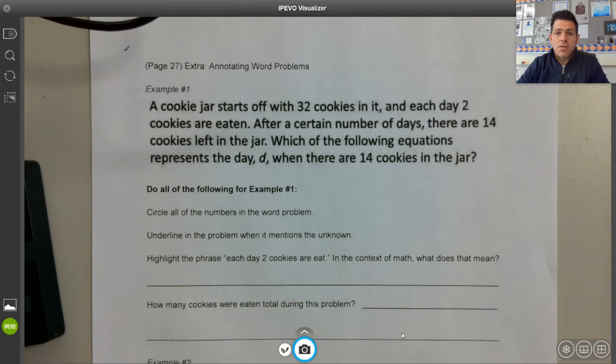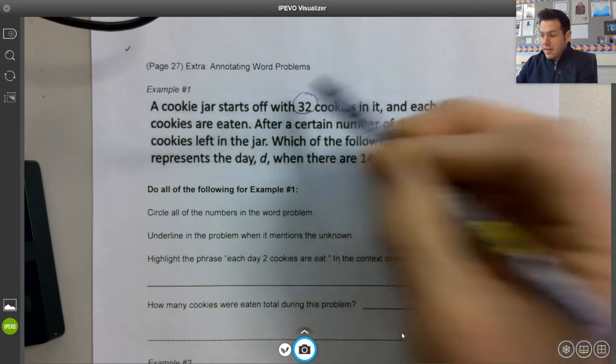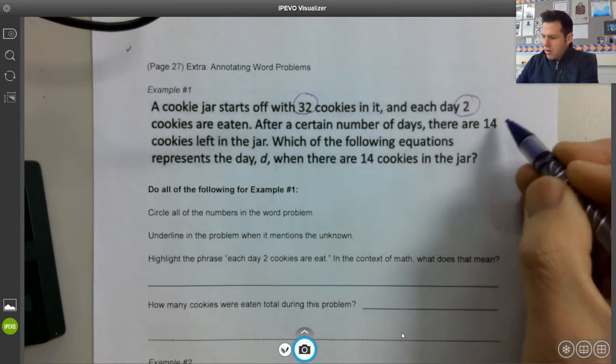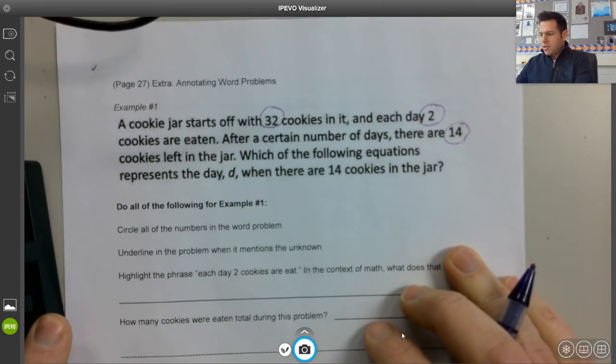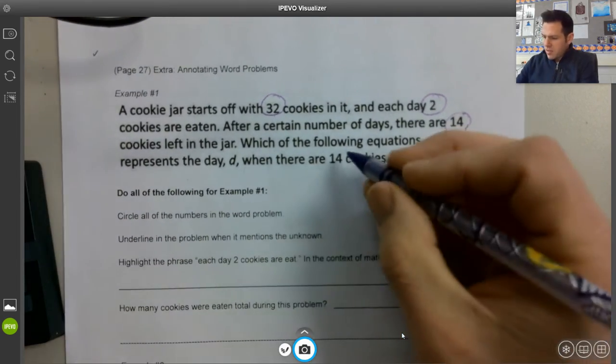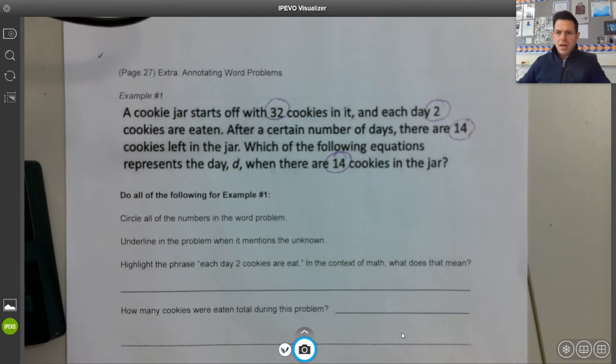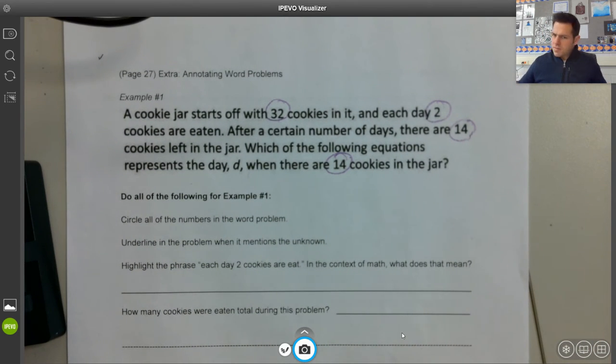Cookie jar starts off with 32 cookies in it. From the directions below, it says do all of the following for example 1. First thing it says is to circle all of the numbers in the problem. It's obviously a math class, so the numbers here are important, and they could potentially lead us to understanding what certain things mean in the problem. I guess we have the 14 down there. Maybe use different colors to do all this.